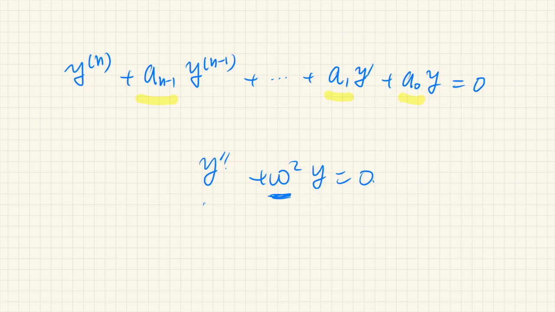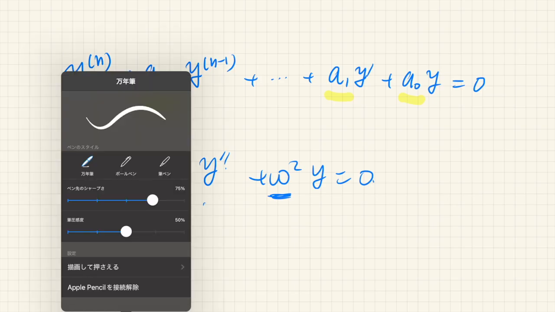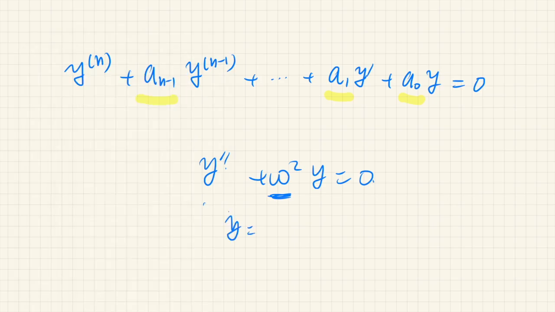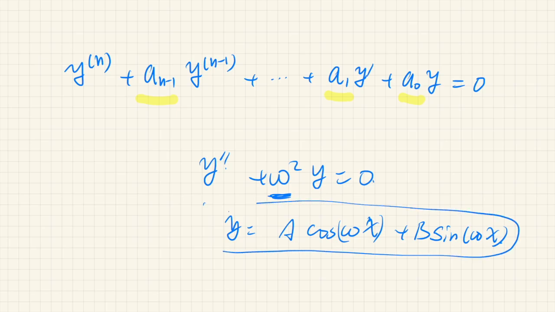And so previously we just showed the solution of this to be y equal to some constant times cosine of omega x plus some constant times sine omega x. But we didn't show how we can derive this solution starting from this equation. In this video, we study how.